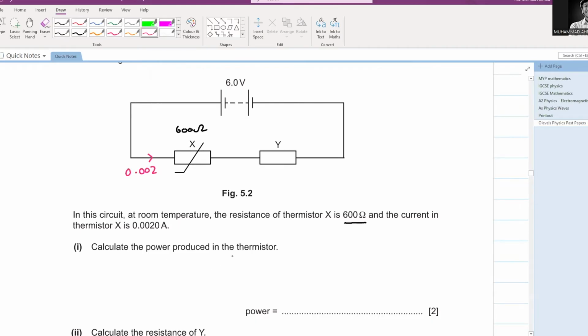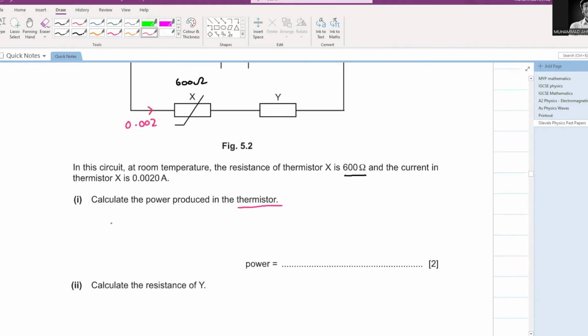Calculate the power produced in the thermistor. How will we calculate the power produced in the thermistor? What is the formula of power? Power is equal to I squared R, current squared into R. Current is 0.002 squared, into the resistance, that is 600. Can you calculate this answer?